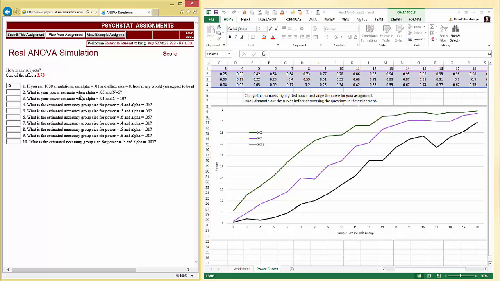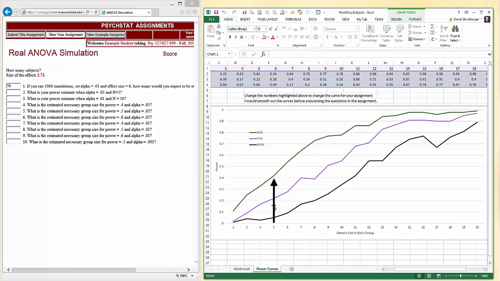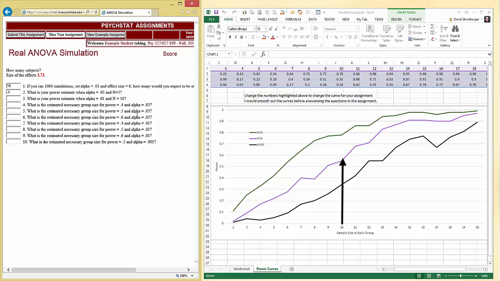For number 2, what is your power estimate when alpha equals 0.05 and n equals 5? So we go over to 5, and we go to 0.05, which is the green line, and that would put us about 0.4. What is your power estimate when alpha equals 0.01 and n equals 10? Now we're going to smooth out these curves a little bit when we estimate, because these are estimates, and so when n is equal to 10, it's going to be about 0.56.